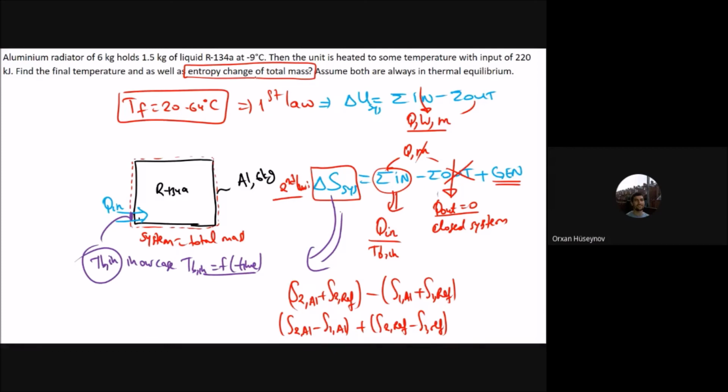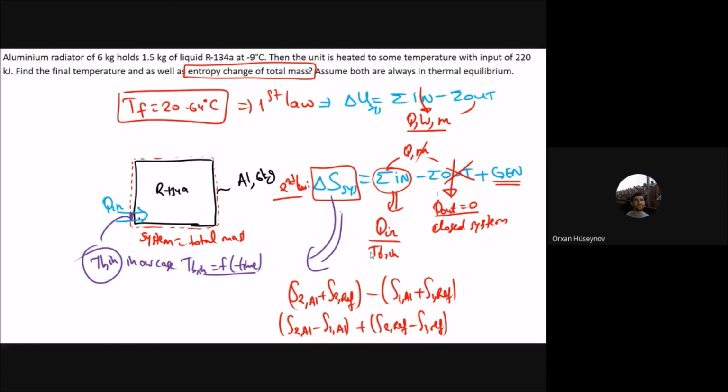The question is asking for the entropy change of the total mass for the left-hand side. It doesn't ask about the generation of entropy. It could ask, but it doesn't ask because the boundary temperature here is not a constant. It is a function of time. Therefore, it is not so easy to find Q in by T boundary in. If you have questions, you can ask. Otherwise, I am moving on to the next example.